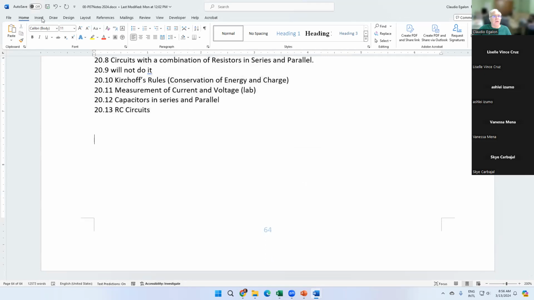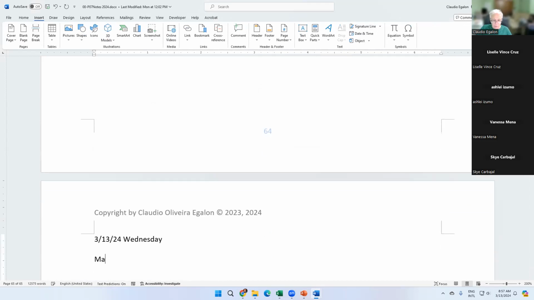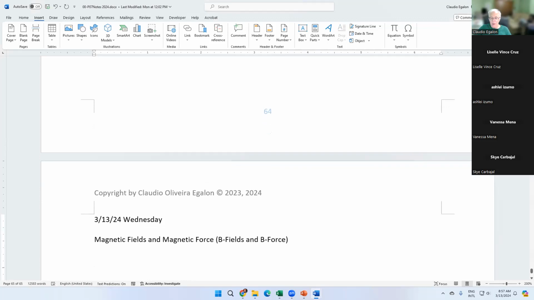Let's insert our page break here, and we start March 13, 24. That's Wednesday. And we start magnetic field. Magnetic field is abbreviated by the letter B, B field. Magnetic field and magnetic force. Let's put plural, fields, right? And magnetic force, B fields and B force. B is the abbreviation for magnetic.